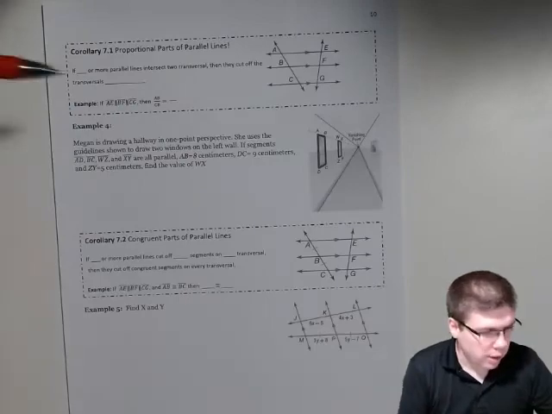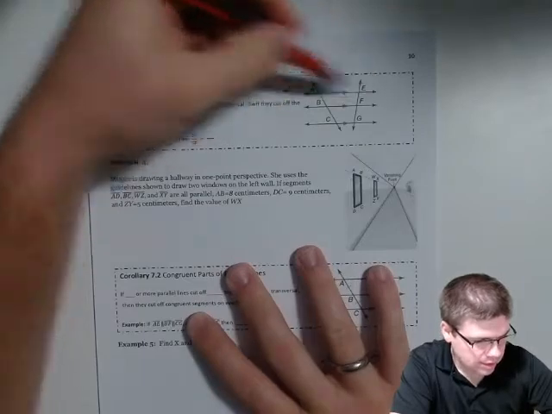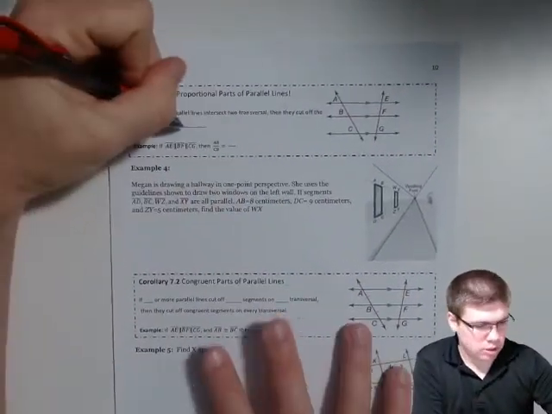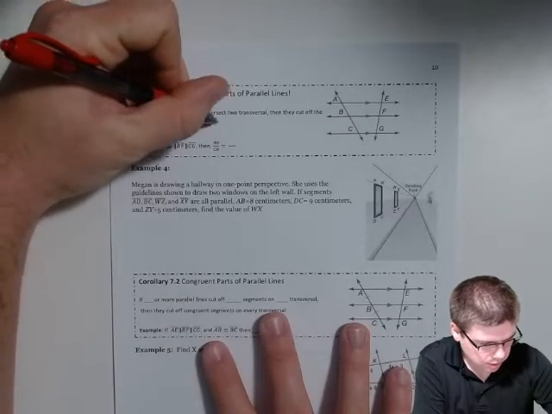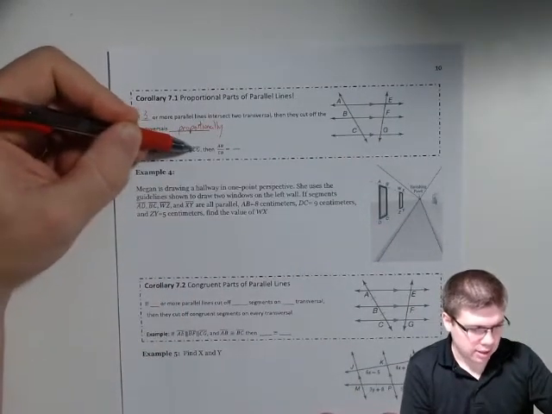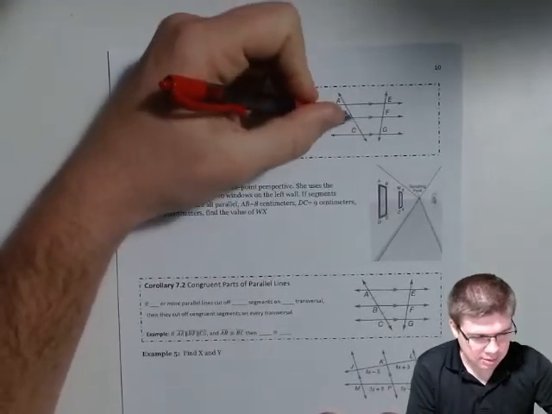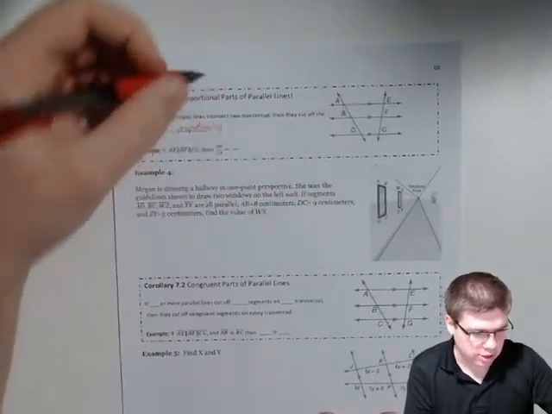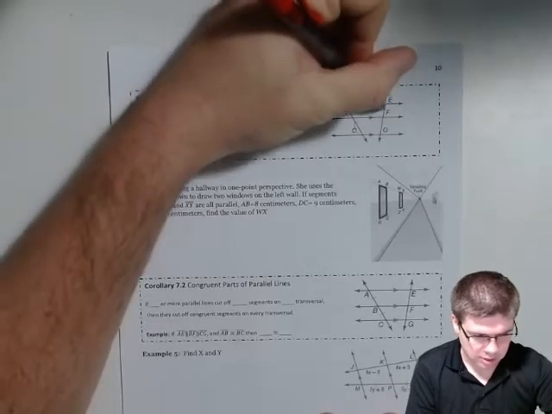All right, so proportional parts of parallel lines. If 3 or more parallel lines intersect 2 transversals, then they cut off the transversals proportionally. So for example, in this case, if AE is parallel to BF, parallel to CG, so those are my 3 parallel lines, then AB, this segment over BC, or CB, this segment over that one, we can label in either direction, is going to be equal to EF, this top part, over FG.